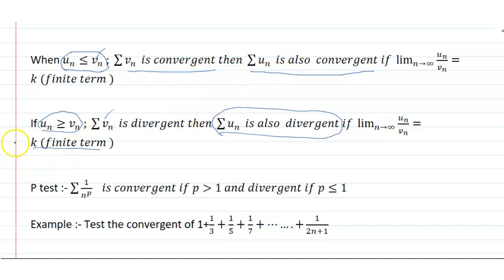This is the main condition of the comparison test. So friends, you have to remember the p test. The p test: summation 1 by n to the power p is convergent if p is greater than 1, and divergent when p is less than or equal to 1. You must remember, friends, p greater than 1 is convergent, and p less than or equal to 1 is divergent.